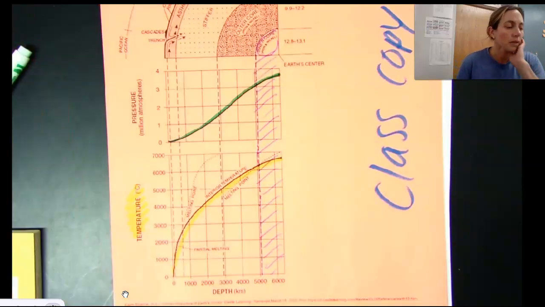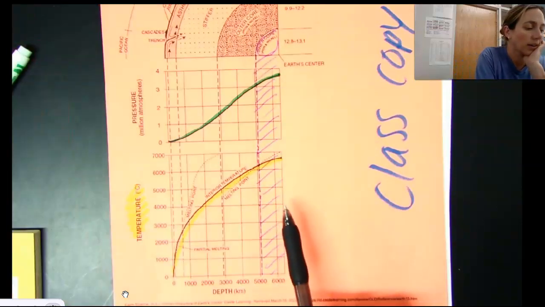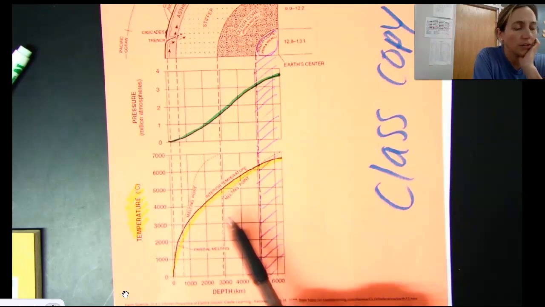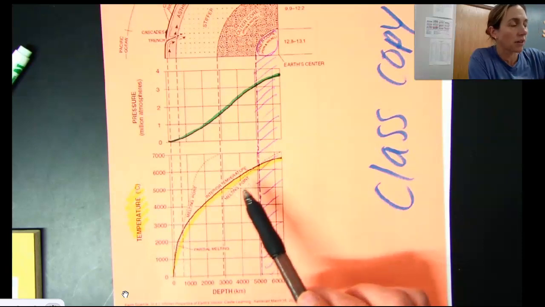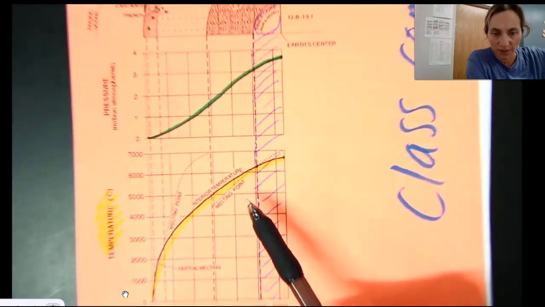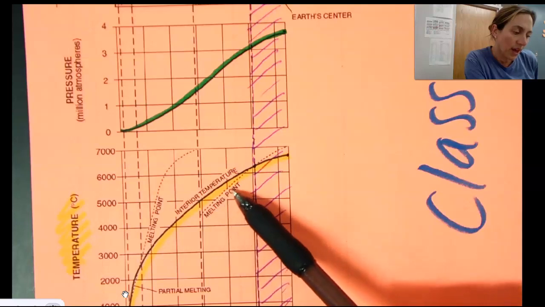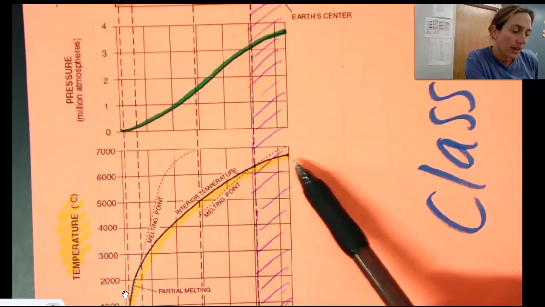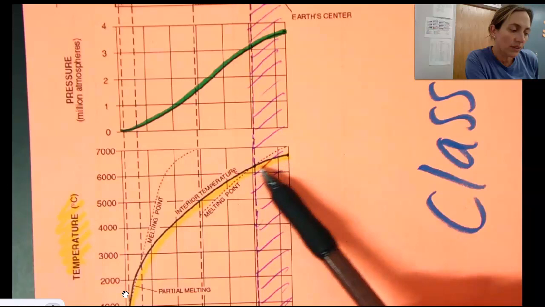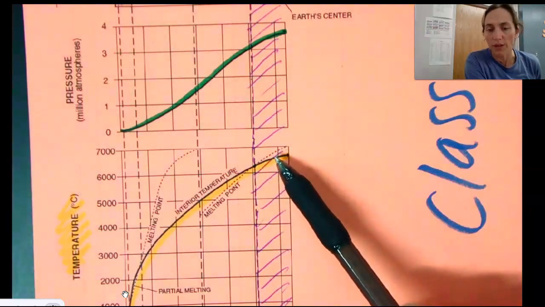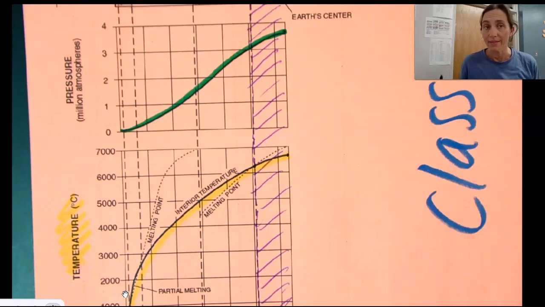Alrighty. Now, let's see here. That looks good. Now, this is kind of interesting. For those of you who noticed this line right here, melting point, I just want to point this out. So melting point, we've got this line. Notice that this temperature line for the inner core is below the line for melting point. What does that mean?